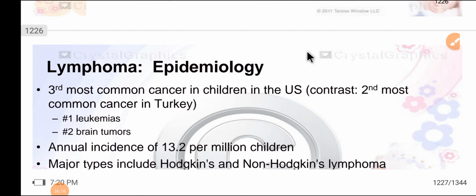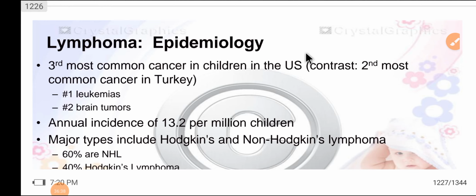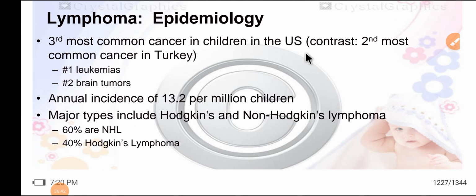Lymphoma epidemiology. It is the third most common cancer in children in the US, in contrast to Turkey, where it is the second most common cancer. Number 1 is leukemias, number 2 is brain tumors. Annual incidence is 13.2 per million children. Major types include Hodgkin's and non-Hodgkin lymphomas. 60% are non-Hodgkin lymphomas, 40% Hodgkin's lymphomas.